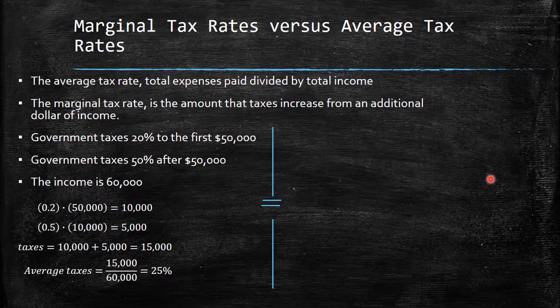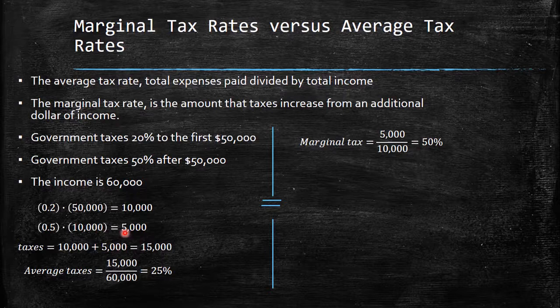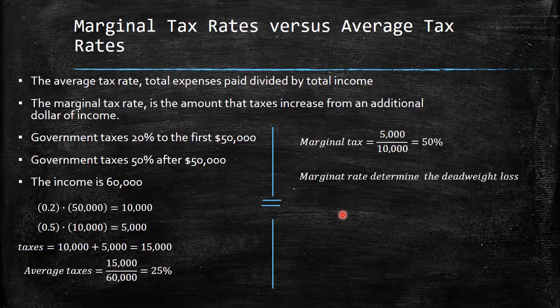So the average tax is 15,000 divided by 60,000, so we have 25%. So which is the marginal tax? The marginal tax would be this one. Once you pass this floor, you will need to pay this 5,000 on the extra 10,000, because of the 50% on the total that is taxable. So you arrive here that your marginal tax is 50% compared with this average tax.